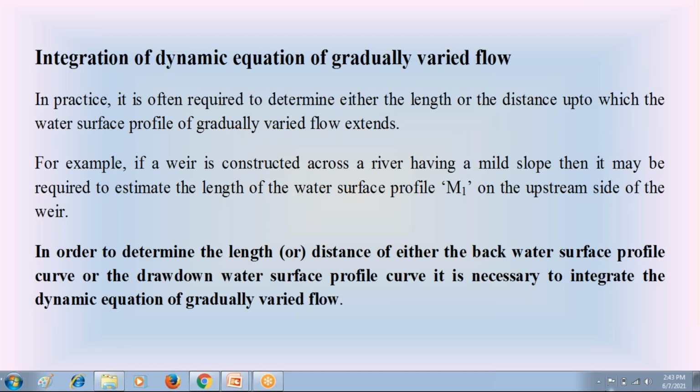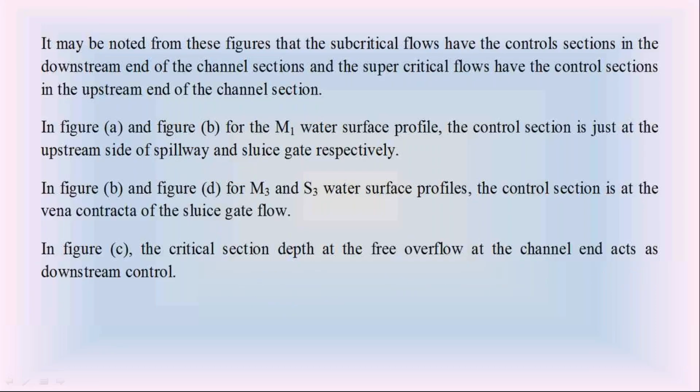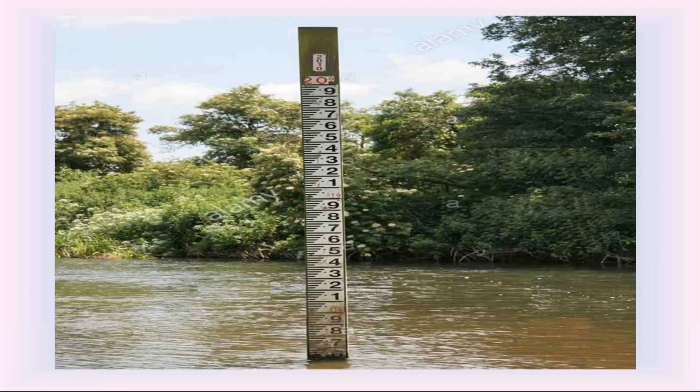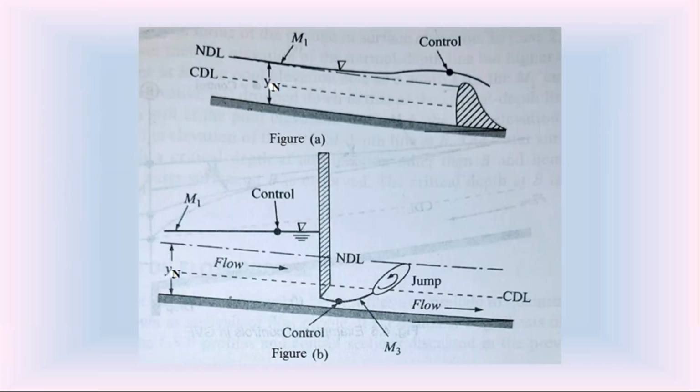Now, what is this integration of the dynamic equation of gradually varied flow? Where is this integration of the dynamic equation useful? Now coming to this diagram, please everyone check this diagram. I discussed with you the water surface profiles in open channels. For example, take the M1 water surface profile in the open channel. This is the M1 water surface profile. It is a rising water surface profile.